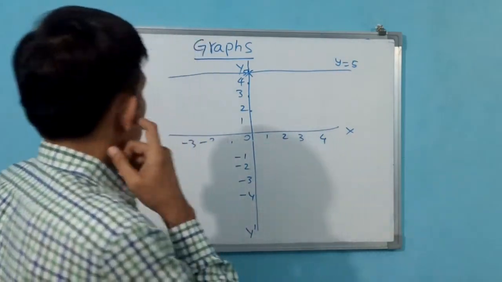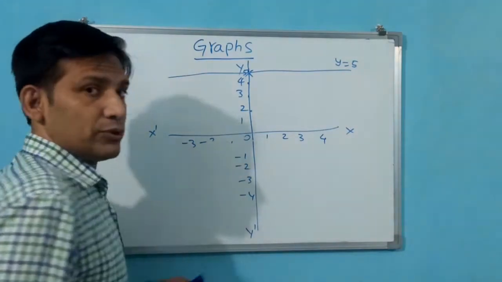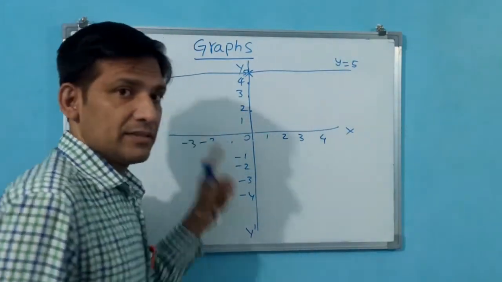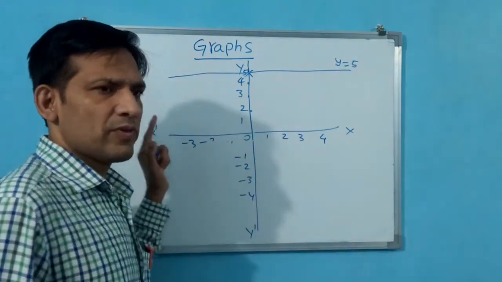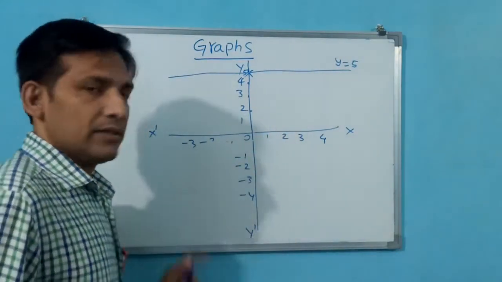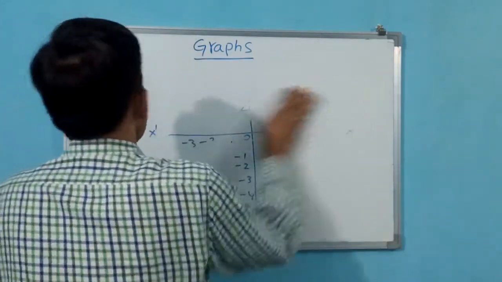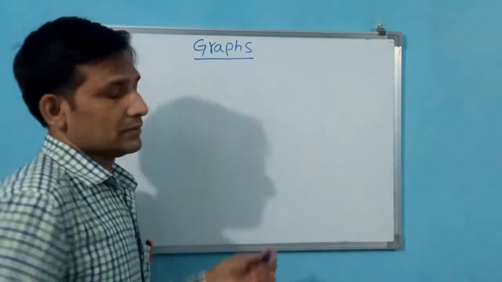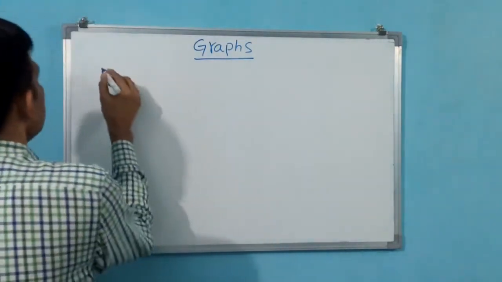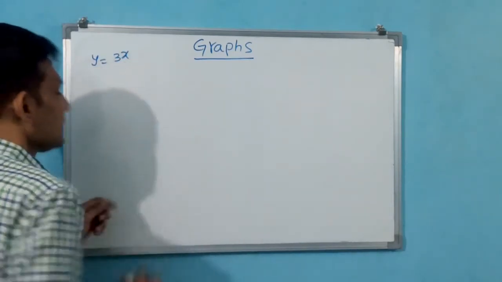Okay, this is a single variable, x and y. Both graphs I have shown you because this is fundamental, this is basic: x is equal to 0, x is equal to 2, y is equal to 5, y is equal to 6 and all. Now we go for multiplication of variables. Multiplication of variables graph. Say y is equal to 3x.